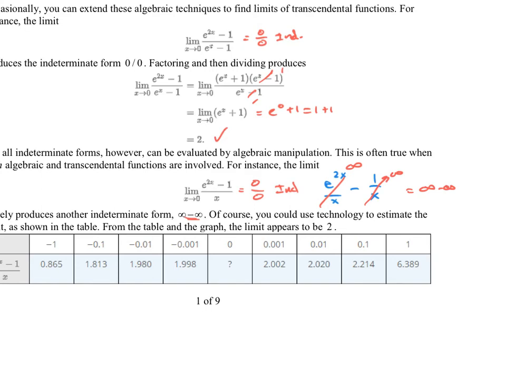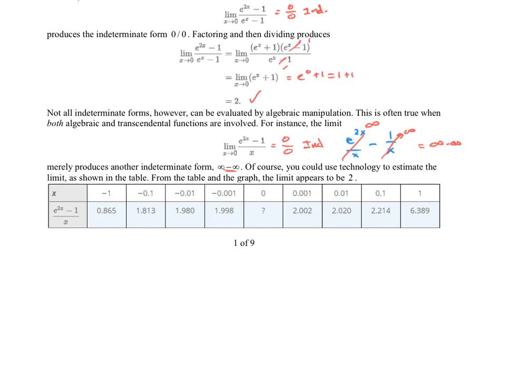Of course, what you could do is use technology. All they did was use the table feature on the calculator again. They put e to the 2x minus 1 all over x in there. They looked at the limit as it approaches from the left. It's getting closer and closer to the number 2. From the right, it's getting closer and closer to the number 2. So our guess would be that the limit as x approaches 0 of e to the 2x minus 1 all over x would be equal to 2. That would be using technology. So the question then becomes, can we use some form of calculus to make this easier? And the answer is yes, and that comes in the form of L'Hopital's rule, which we'll learn next.